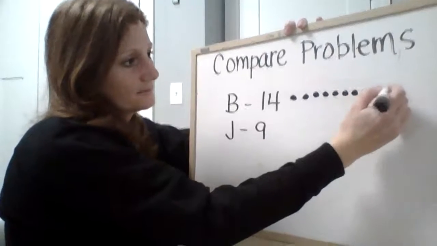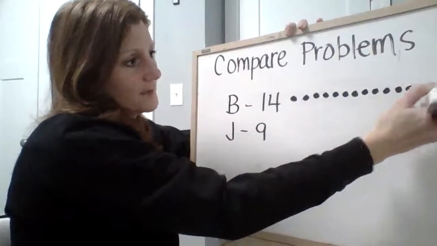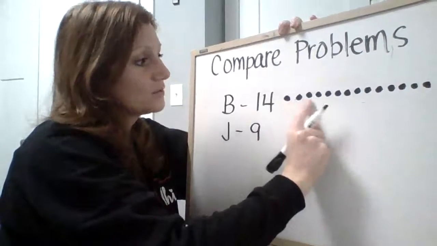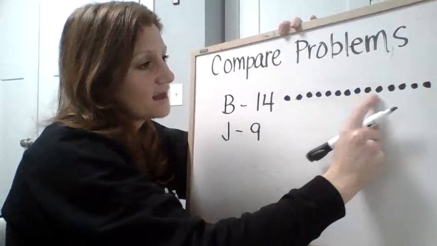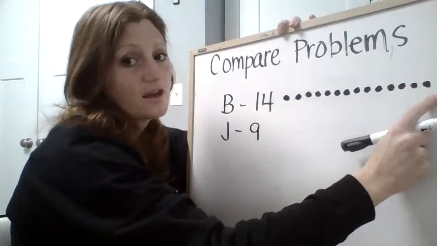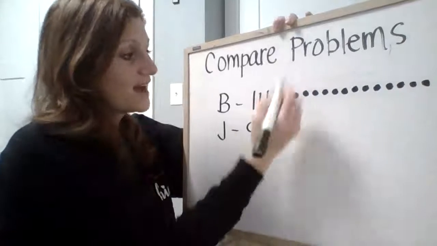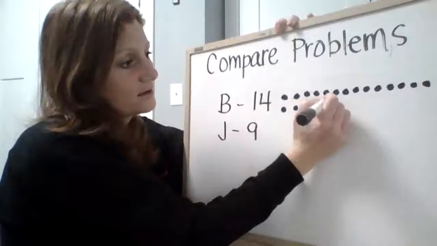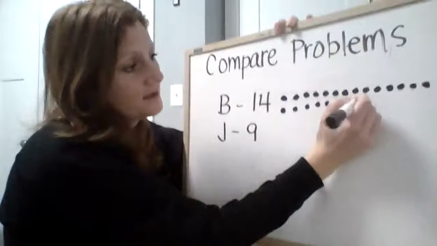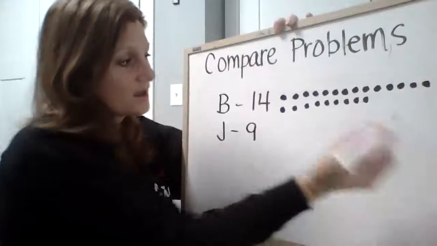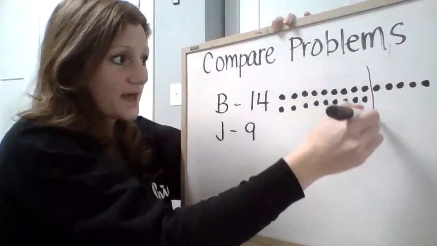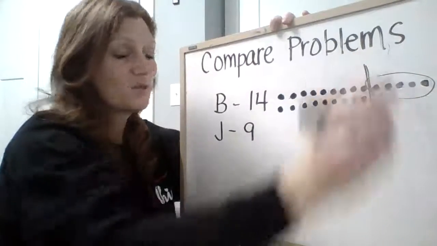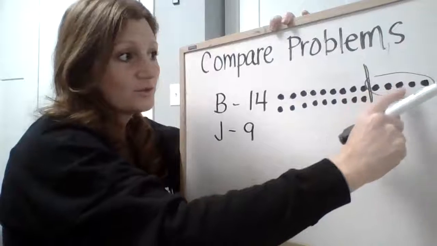dots. And these are the cards that Ben has. Let's make sure we drew 14. 1, 2, 3, 4, 5, 6, 7, 8, 9, 10, 11, 12, 13, 14. Those are Ben's cards. And I know Jimmy has 9, so I'm going to draw 9 of them under here. 1, 2, 3, 4, 5, 6, 7, 8, 9. Okay? So this is where Ben and Jimmy would have been tied. But Ben has this many more than Jimmy does. 1, 2, 3, 4, 5.